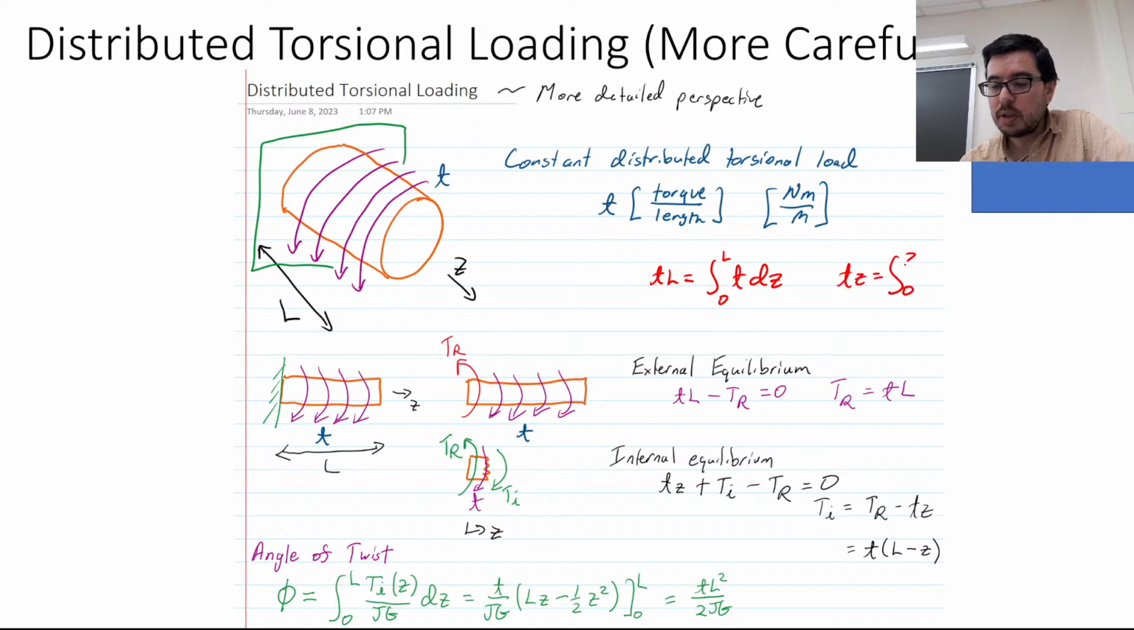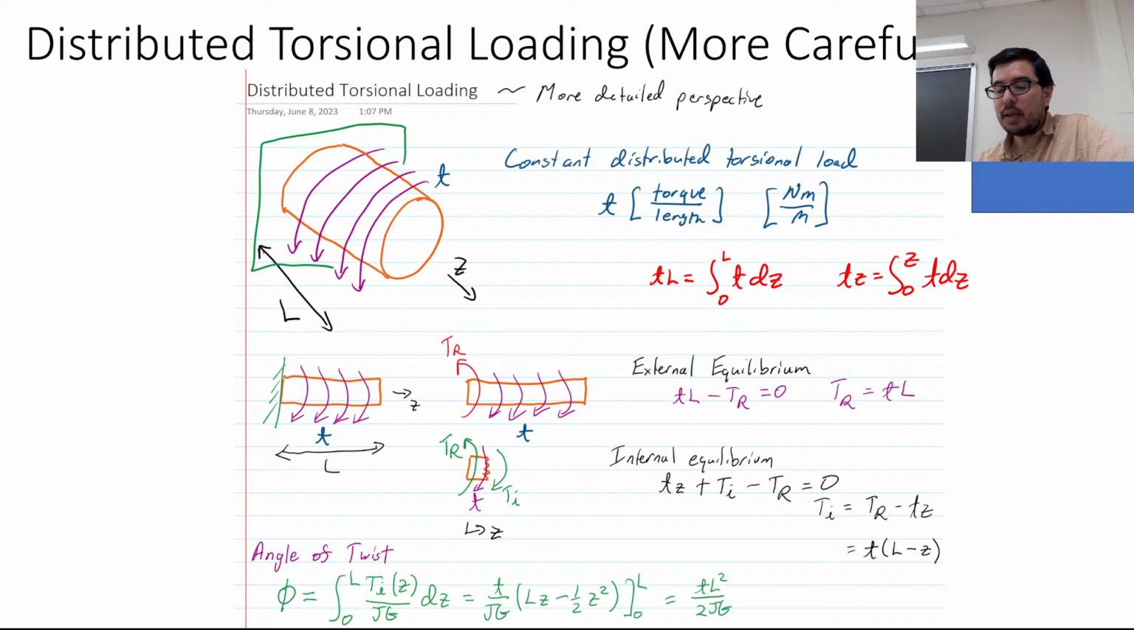Tz is the integral from 0 to z of t dz. That's just giving us the length of this segment. What is the length of this segment here? TR is the reaction, which I already solved, is TL, and Ti is an internal torque on that slice, following the right-hand rule. So Tz plus Ti minus TR, because I'm using this convention here, or this direction. So that's opposite. So the internal torque Ti is equal to TR minus Tz, and it's equal to t times (L minus z).